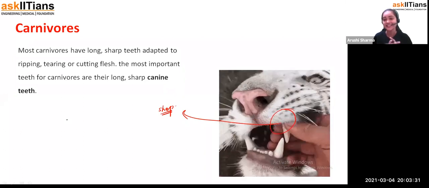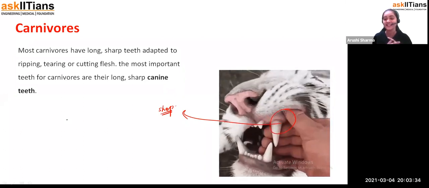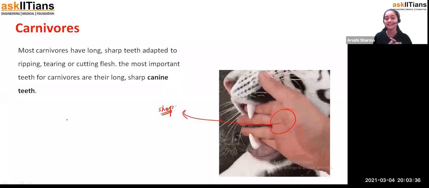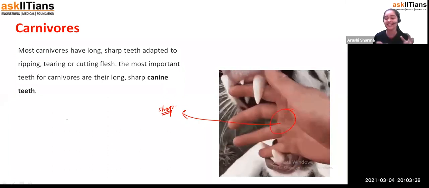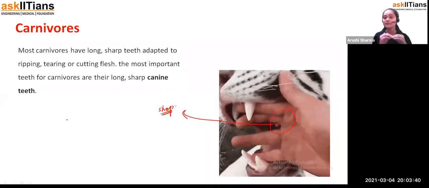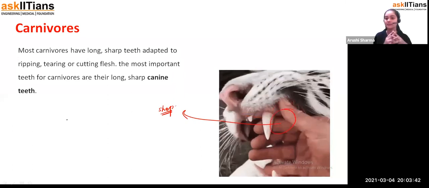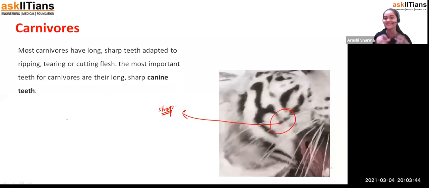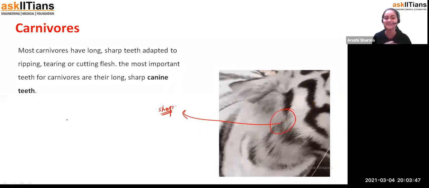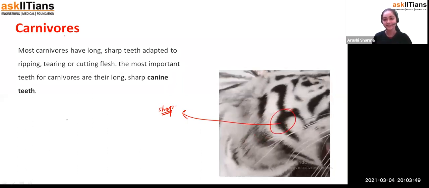Because they have to tear the skin of other animals, and tearing the skin of another animal is not so easy that they can do it using their hands. If you have noticed their nails, they are also very sharp because they have to do that so that they can survive and get their food. So carnivores are those type of animals.